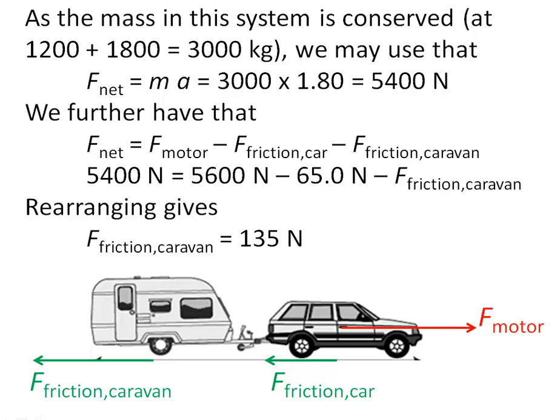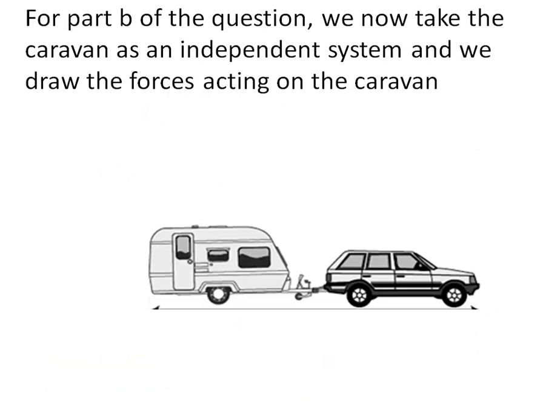We also have that the net force is given by the force exerted by the motor minus the frictional force acting on the car minus the frictional force acting on the caravan. Plugging in the given values and rearranging, we find that the frictional force acting on the caravan is equal to 135 newtons.